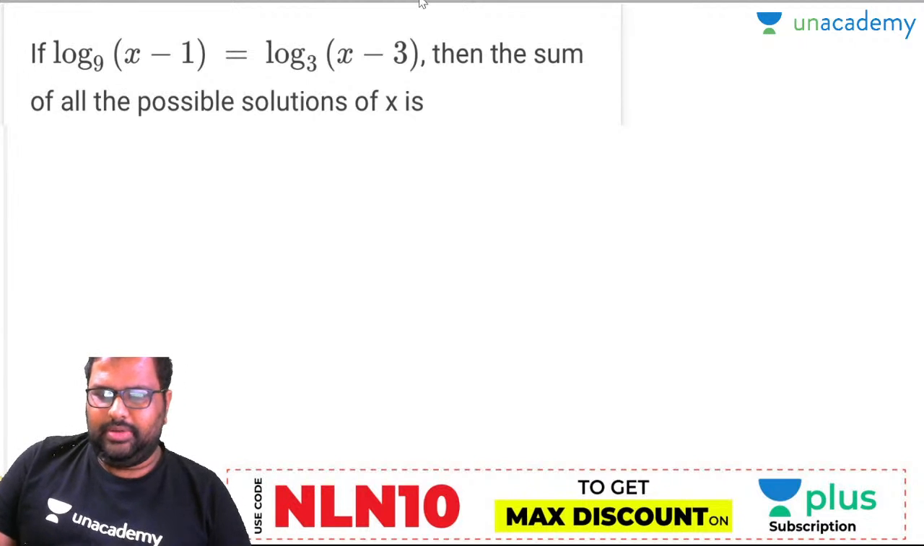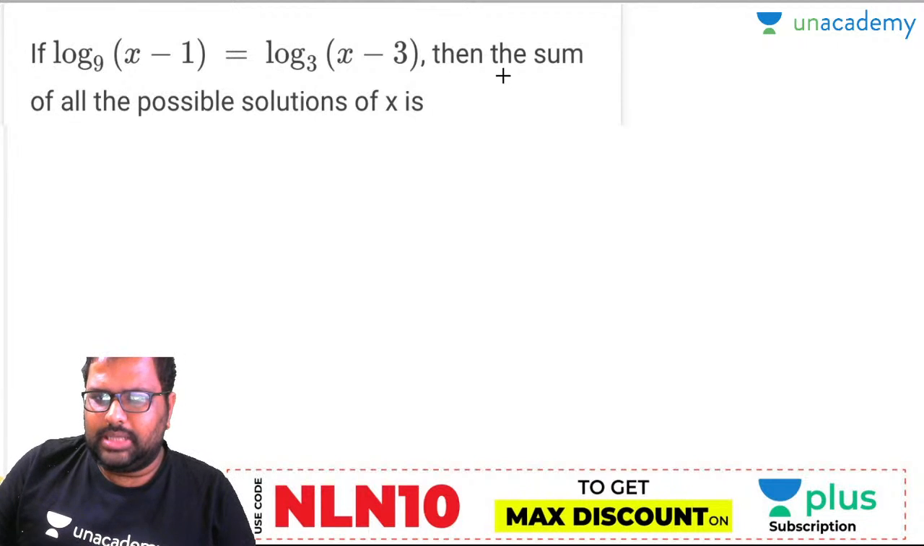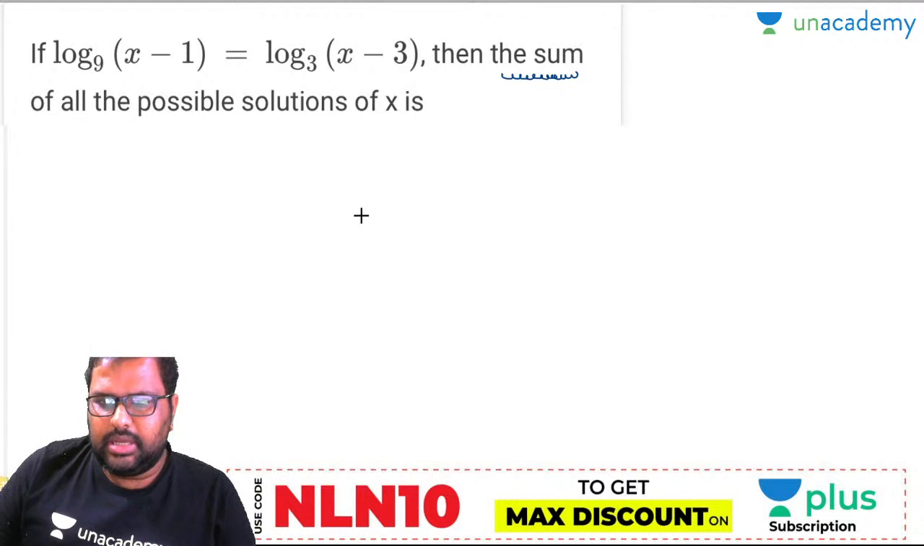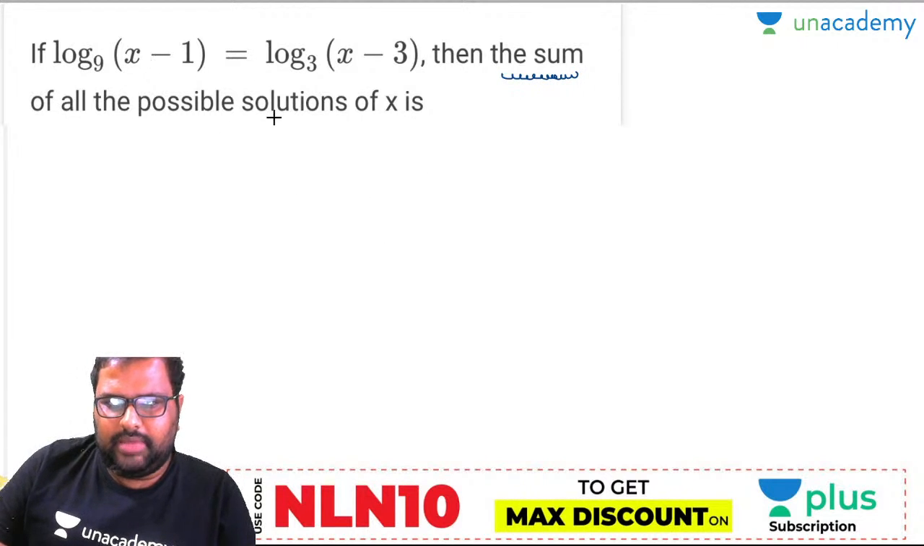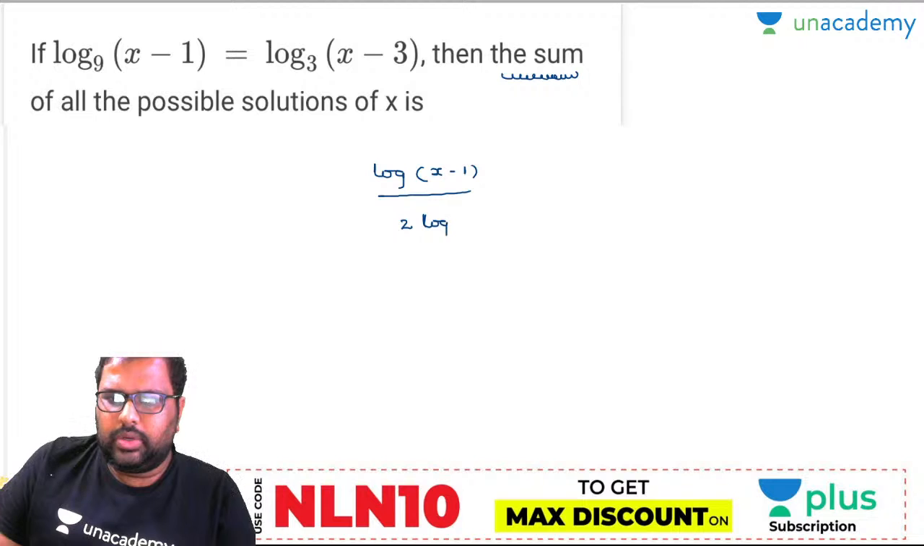Right. So this I will solve. Now the question asked is the sum of all possible solutions. So when you closely observe, it is a quadratic equation. So can I write the same equation like this? Log of x minus 1 divided by log 9. So I can write log 9 as 2 log 3. Is it okay for you?